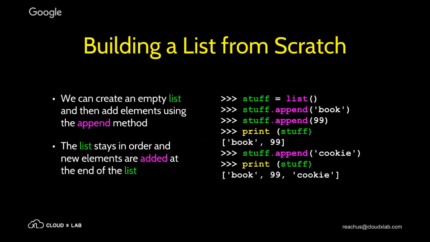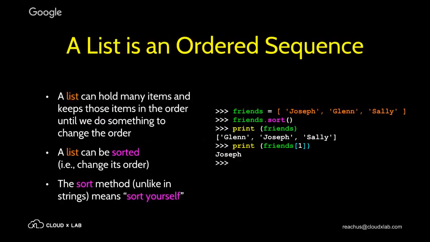We've talked about this already. A list is an ordered sequence, which means we can usually access elements in order, but you can also use a method called sort to order the elements based on our choice. Otherwise, the elements will be in the way in which we have created or appended them.